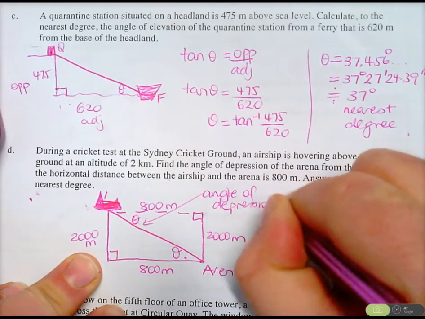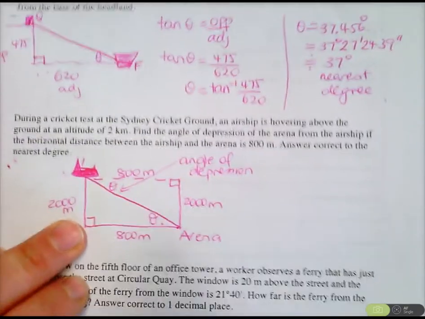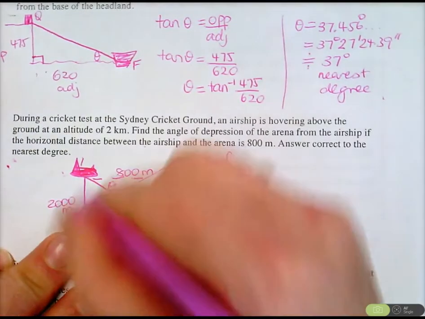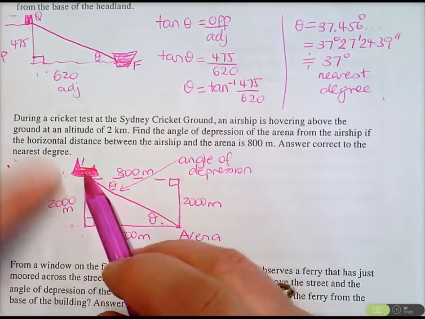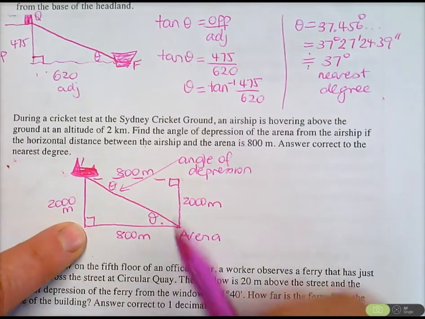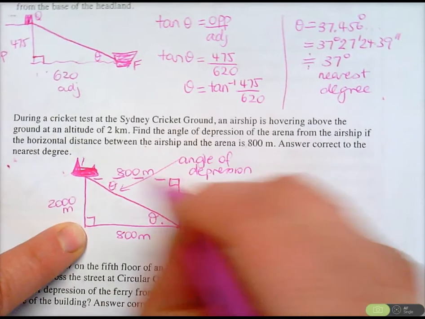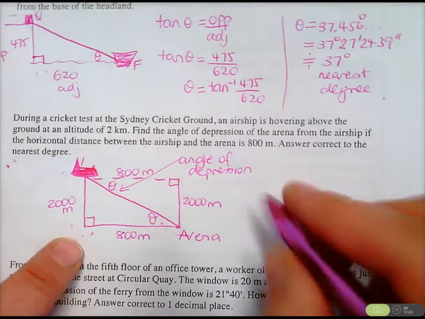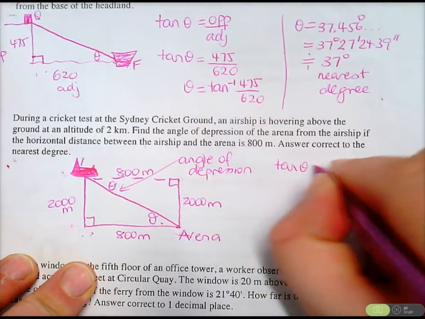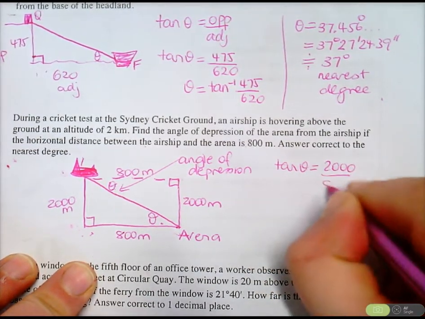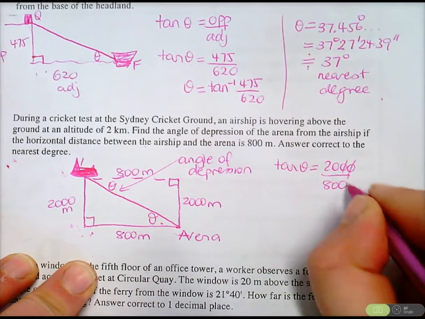So do you want to use the bottom triangle, the solid one, or the dotted one? We'll go that because we're saying that the altitude's 2,000 metres or 2 kilometres. The horizontal distance is 800. That's the actual angle of depression, and then we do alternate angles. So what have we got, sine, cos, or tan? So tan theta is 2,000 over 800. Why don't you cross off a few zeros?